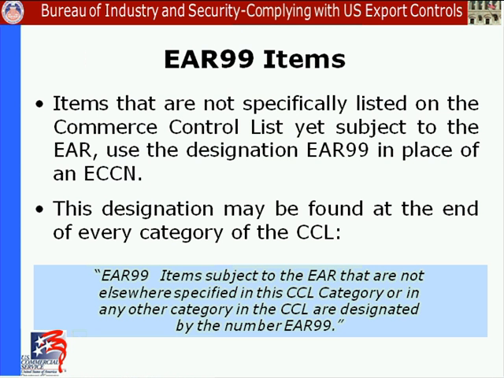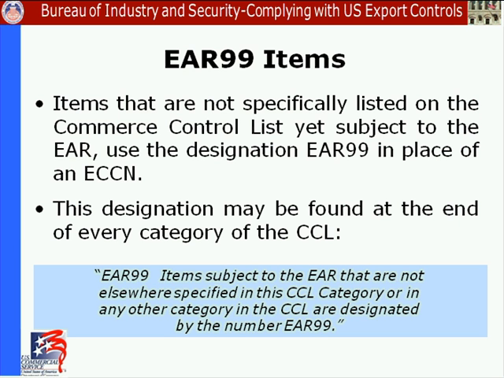EAR 99. This is a classification many people love to receive. It's for items that are not specifically listed on the Commerce Control List, but are still subject to the export regulations. And that means you're still subject to the general prohibitions of what's listed under the export regulations. The items that are EAR 99 can go to most places without a license, but again, check all the lists that will be cited during the presentations for the webinars.